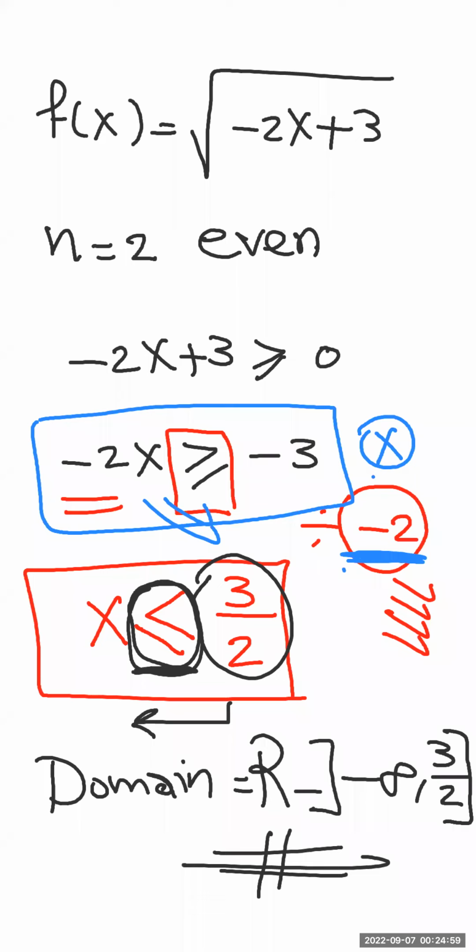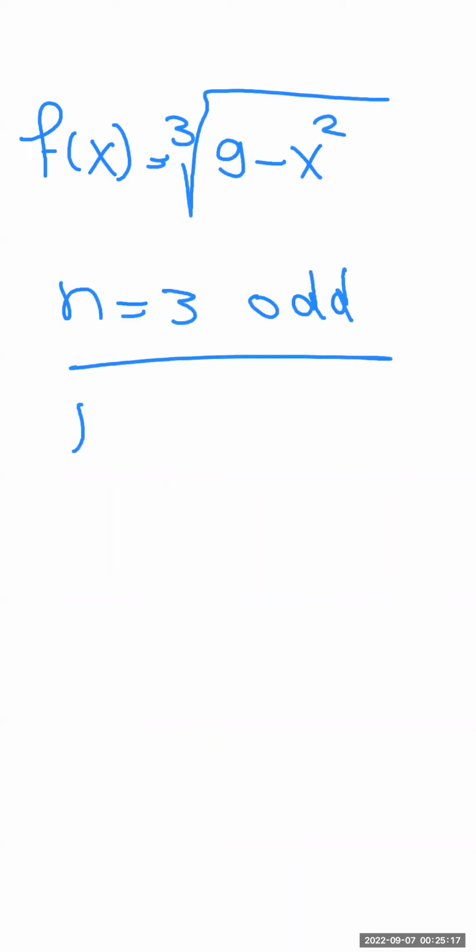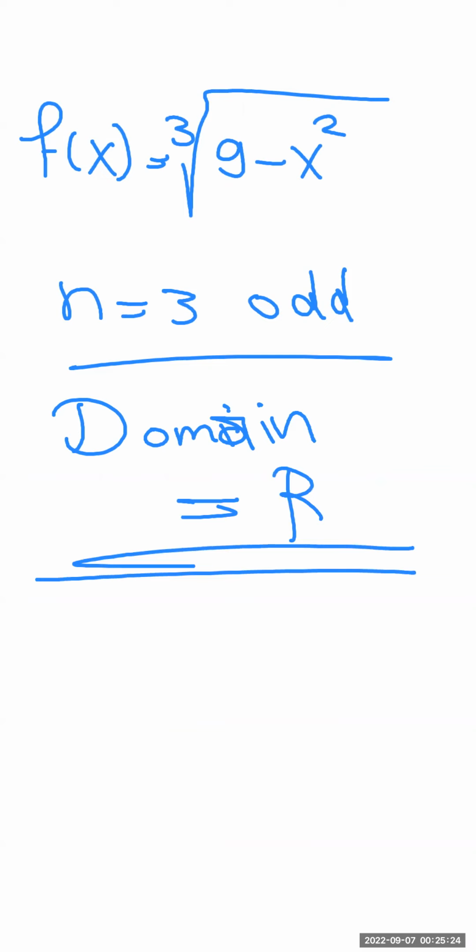Okay? One more question. Very easy one. f of x equals the cubic root of 9 minus x squared. Okay, this one is very easy. n equals 3, odd. I don't care. The domain equals what? The real numbers directly. We said that if the index is an odd number, the domain is the real numbers directly. So nothing more? Yes, it's already done.